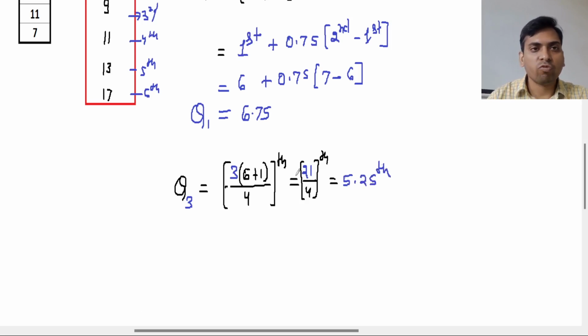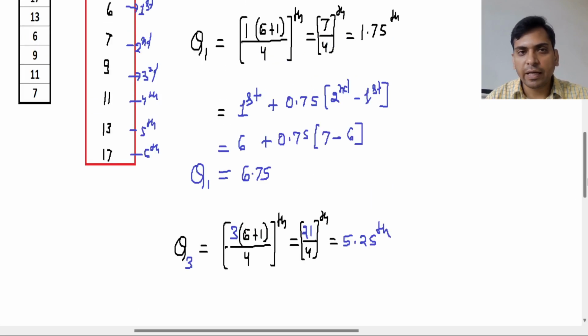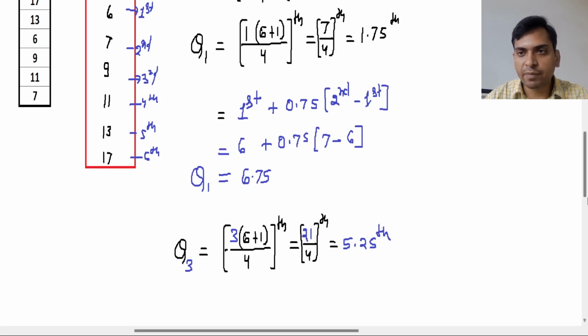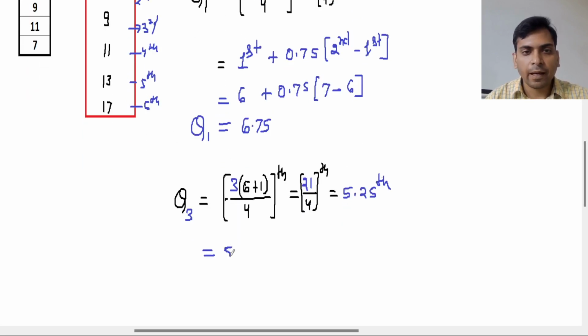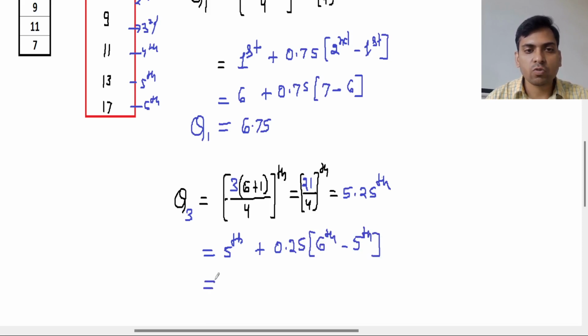So the 5.25th term is between the 5th term and the 6th term, between 13 and 17. We take the 5th term complete, plus 0.25 of the difference of the 6th minus the 5th term. The 5th term in your data is 13, plus 0.25 of 6th minus 5th. The 6th is 17 and the 5th is 13. 17 minus 13 is 4, and 4 into 0.25 is 1. So your answer is 14. This is the third quartile.